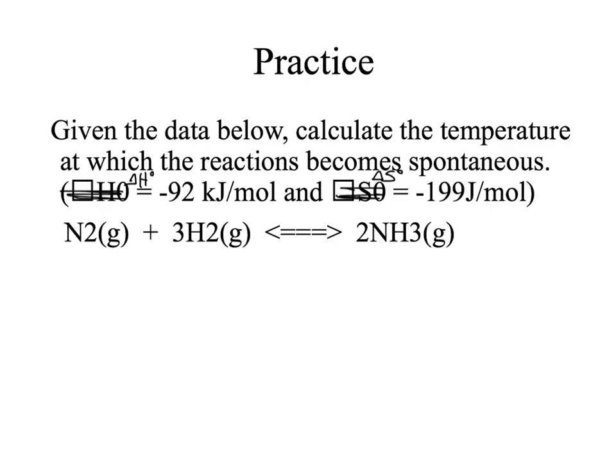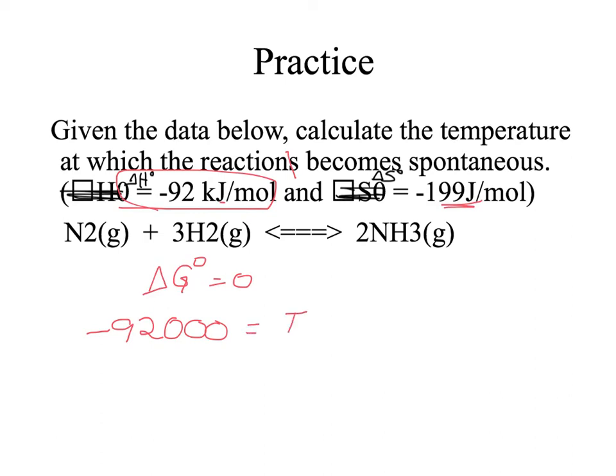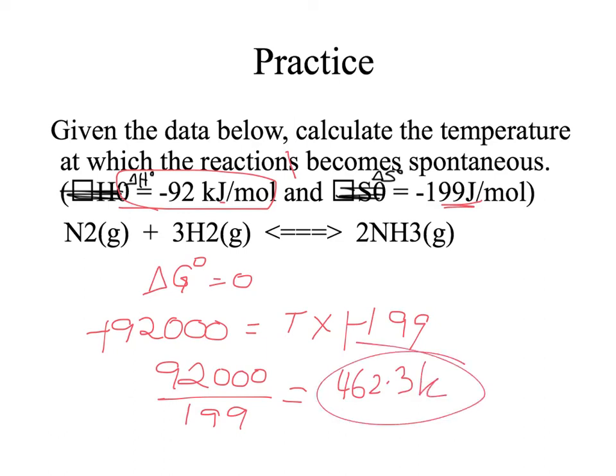All right, given the data below, calculate the temperature at which the reaction becomes spontaneous. So again, the way you would work this out is you would basically set the delta G naught to be equal to 0, and so 92,000, and I just want to keep the units intact, is going to be equal to T delta S, so T times negative 199, negative and negative will cancel off. 92,000 divided by 199 is going to be equal to, let's see, 462.3 Kelvin, and that's your answer.